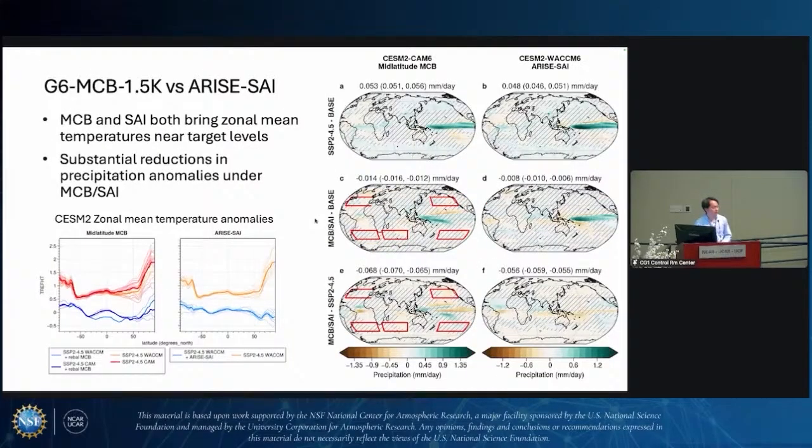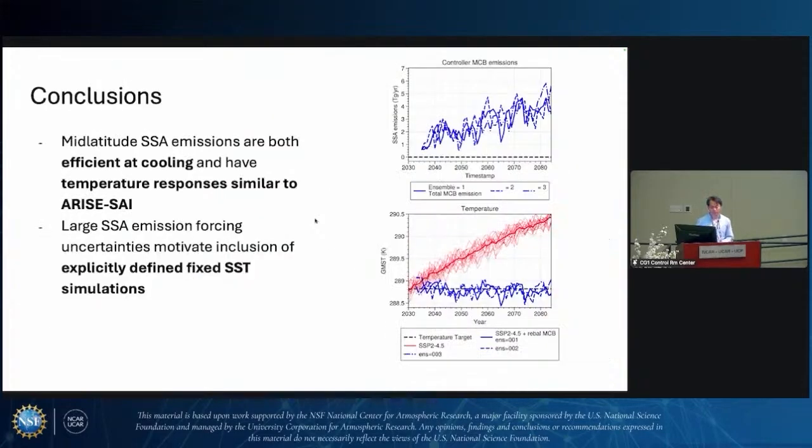And then as a final point, we wanted to compare MCB and SAI. On the left, I'm showing a comparison of MCB in A, C, and E. This is the same anomalies as before on the previous slide. And then on the far right, these are showing the equivalent SAI simulations from ARISE. And so you can see that, in general, the precipitation anomalies are fairly similar in the middle row. This mid-latitude MCB scenario is able to produce a temperature and precipitation response that is broadly more similar to SAI than previously tested MCB scenarios.